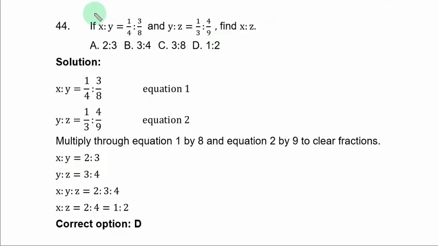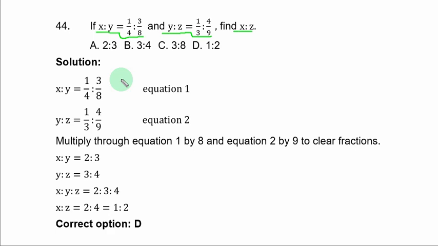Question 44. If s ratio y is equal to 1 over 4 ratio 3 over 8 and y ratio z is equal to 1 over 3 ratio 4 over 9, find s ratio z. We can write the two expressions as two equations, equation 1 and 2. Now let's try and clear the fractions first.